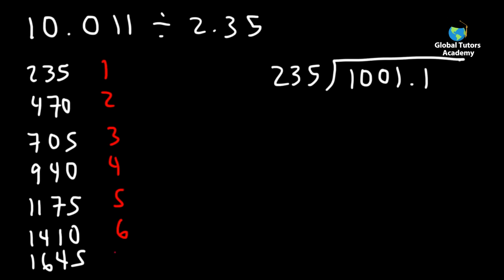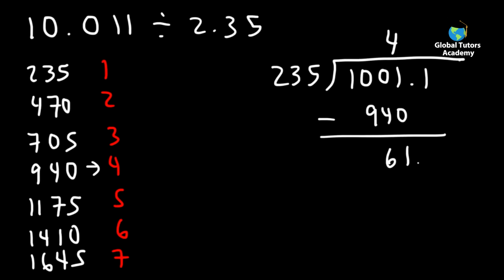Now, 235 goes into 1001 4 times. 235 times 4 is 940. Now if we subtract 1001 by 940, that will give us 61. And so now let's bring down the 0.1. 235 doesn't go into 61.1, so let's add a decimal point and treat this as if it's 611.